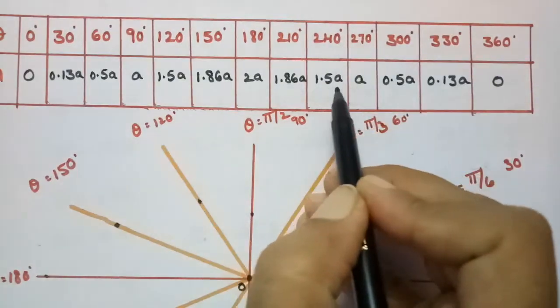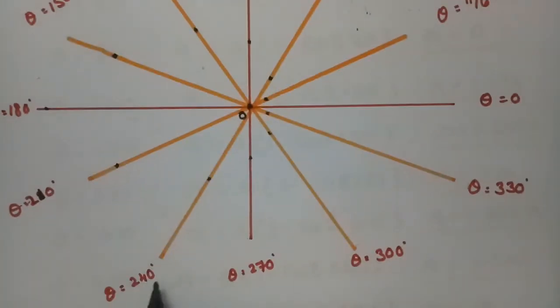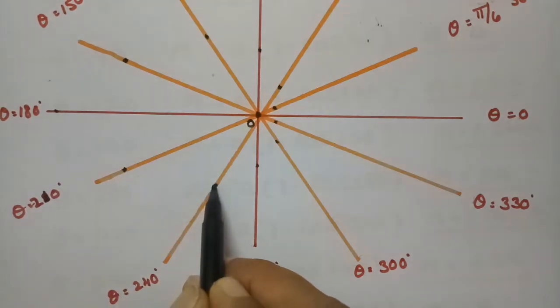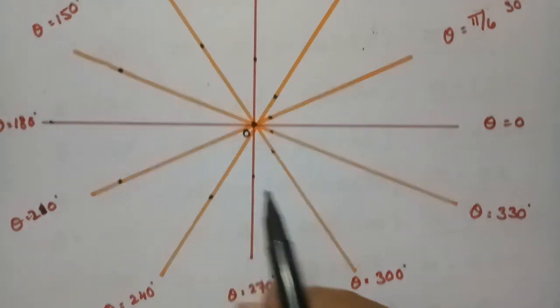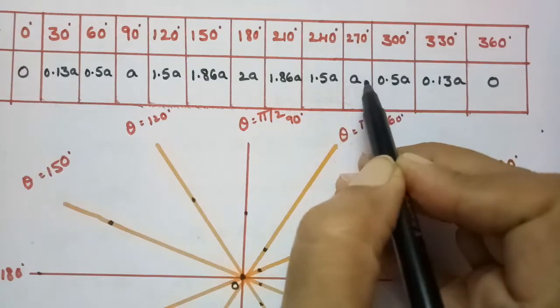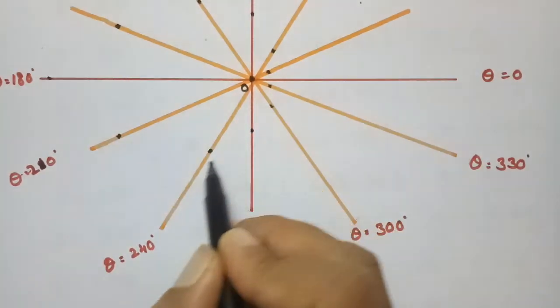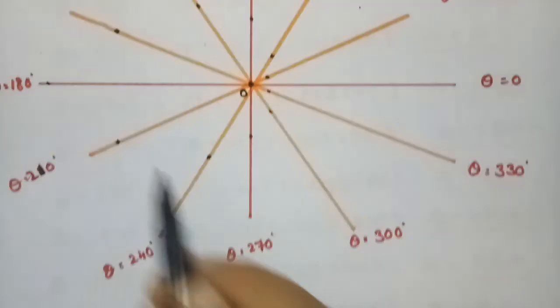And for 240 it is 1.5. For the 240 line this is 1.5. This is 1.8, so it is inside, that is 1.5. And again for 270 this is a single one. For the 270 line this is 1. So this is 1.5, this is 1.8.